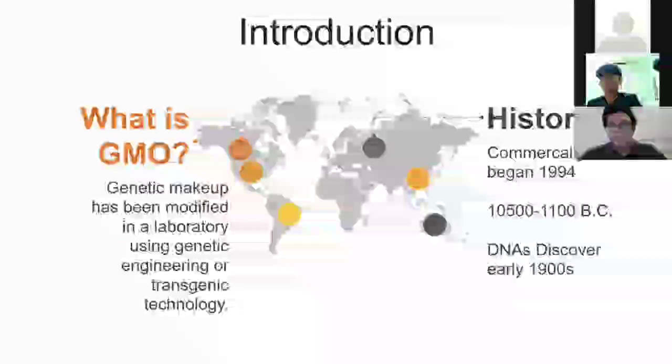Next is the history. The first product of GMO was commercialized in 1994, and today we have many products that have been genetically modified. DNA was discovered in the early 90s. After the discovery of DNA, there was more research about DNA, and until now we can modify the genetics of foods to make them better.